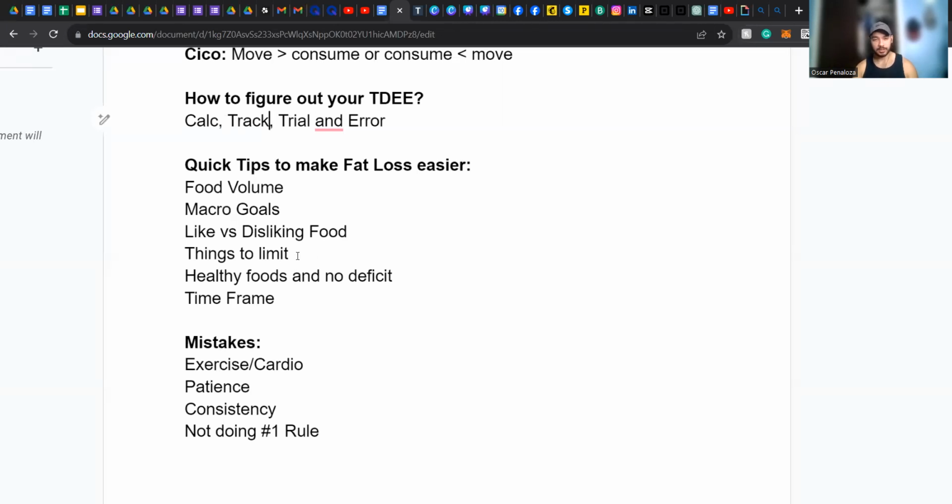Things to limit, kind of touched on that already. Overly processed foods, we want to avoid liquid calories. If you're someone who likes to drink juices or sodas, it's very, very easy to overconsume that. If you have 2 to 3 sodas a day, that's almost maybe 2.5 meals that you are consuming just through that. And it's very easy to consume liquid calories. So we want to be avoiding that.